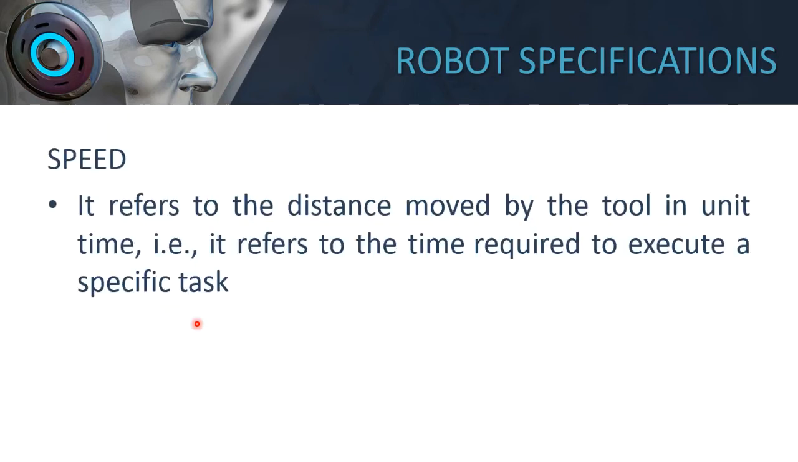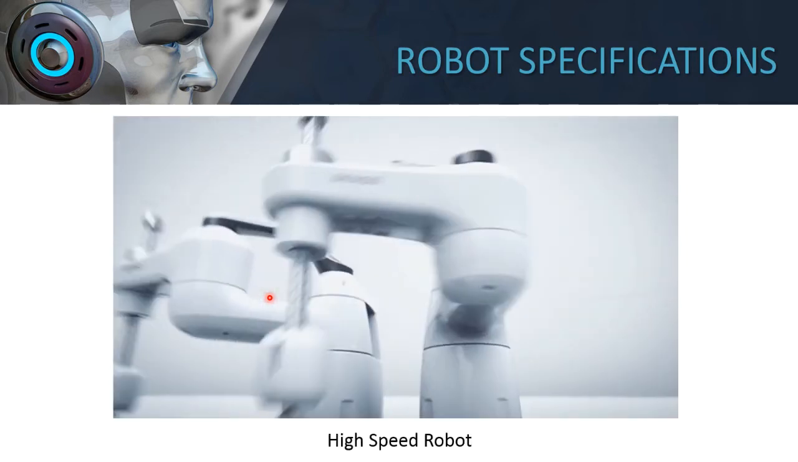Again, this speed of a robot depends on the type of drive system also used. If it is electric drive system, then the speed is very high. If it is pneumatic drive system, the speed is average. Hydraulic drive system has a very low speed in execution of the task. That is one of the important specifications.